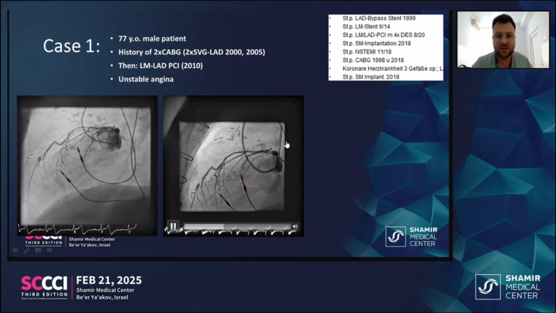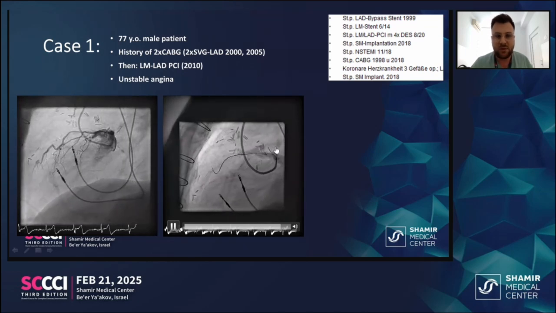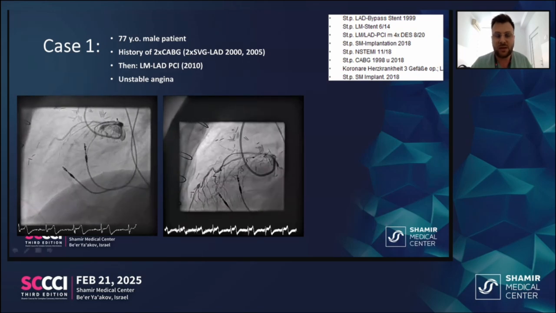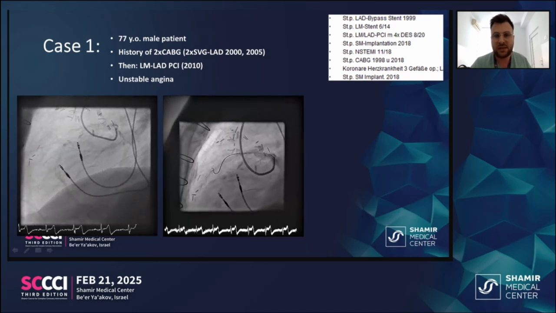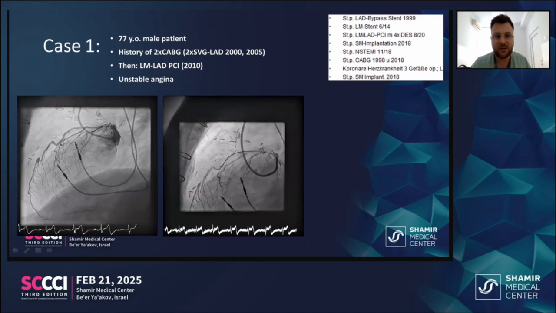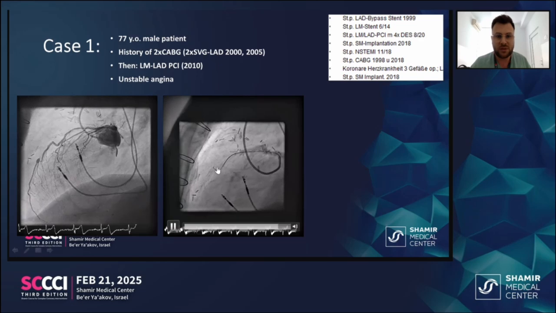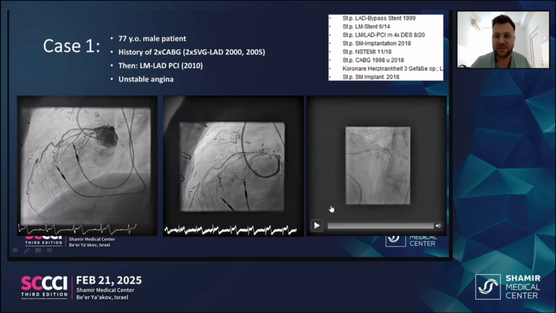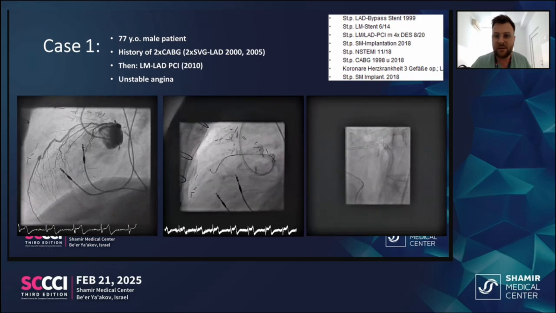You can see on the second image that we played with many wires, many hydrophilic wires. Eventually, we could advance a Whisper. I'm not sure if you use that. I don't like that wire anymore, but it was a good wire back then. We used the Whisper. It's a slippery wire to get down through these lesions. And then we did our normal PCI of the left main LAD.